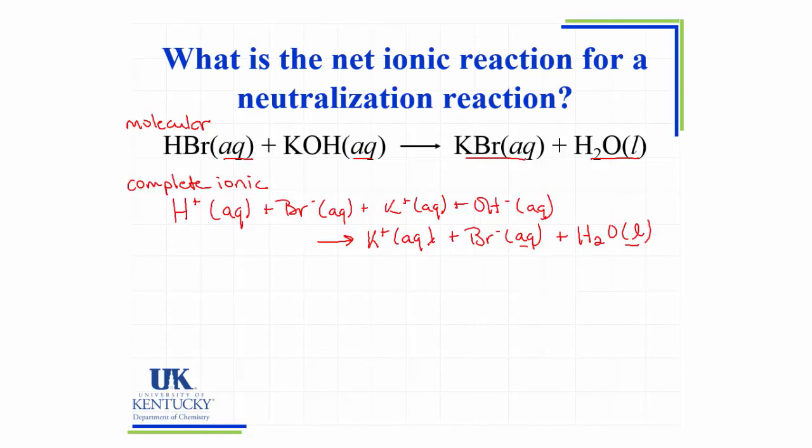Now we need to go through and find our spectator ions. So what I want to look for is anything that's exactly the same on both the reactant and product side, both the formula and the state of matter. So now when I look at my equation, what I see is that Br- is the same on both sides. So that will be considered a spectator ion, so I can cancel it out. K+ is exactly the same on both sides, also a spectator ion, so I can cancel it out.